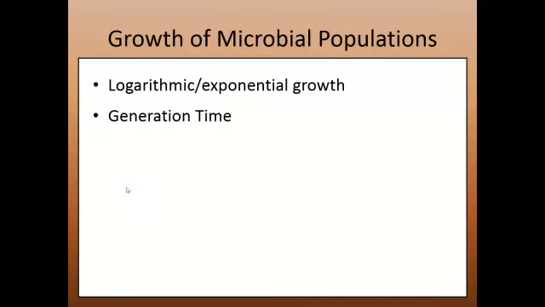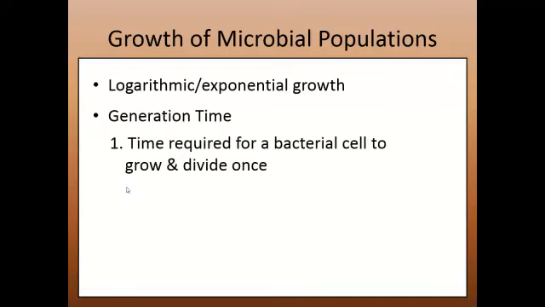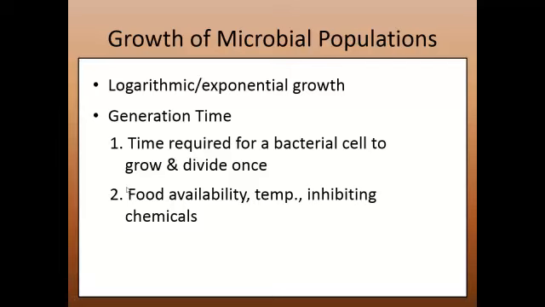Generation time is the time required for a bacterium to grow and divide once. Now, a lot of things go into affecting this generation time. One of them is food availability. They've got to be at optimum temperature to have the shortest generation time for that species. If they have a lower temperature, of course the generation time is going to be longer. And if there are any inhibiting chemicals, that's also going to slow down the time required for a bacterium to divide and grow once. Also depends upon the species.